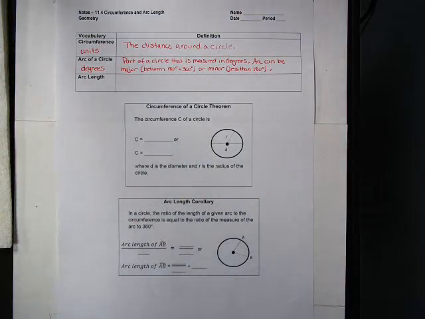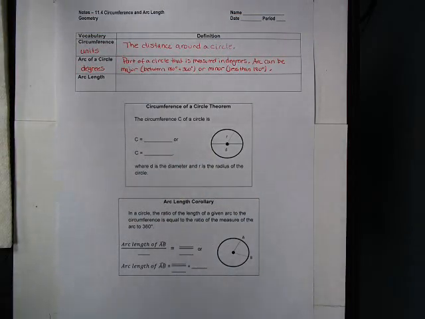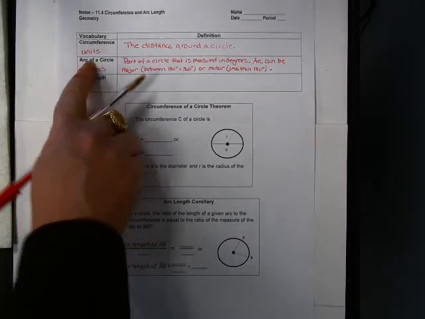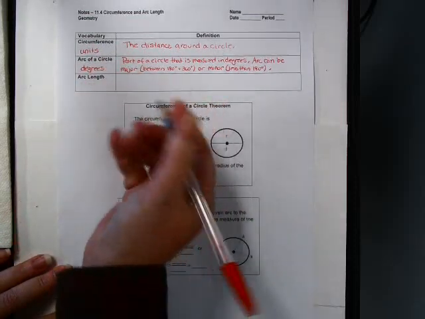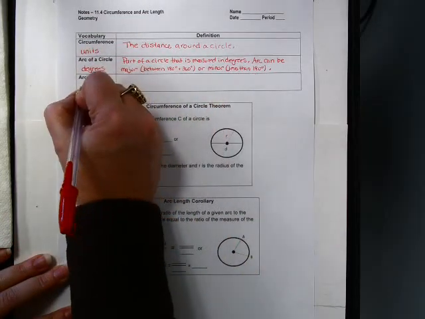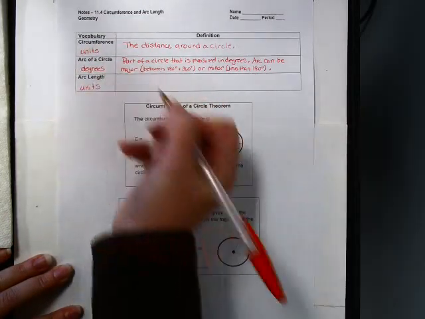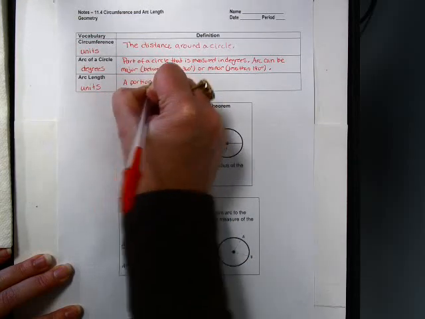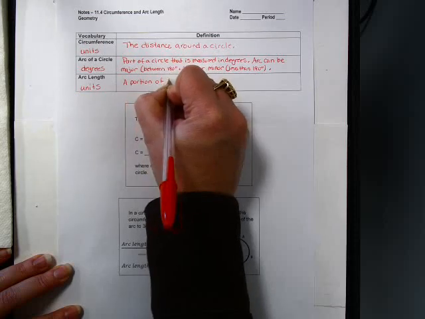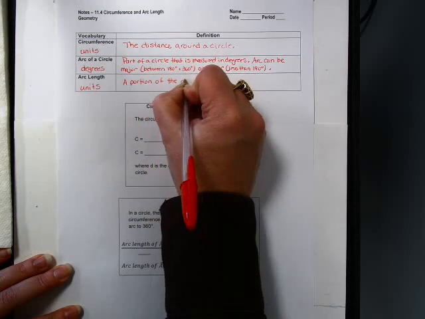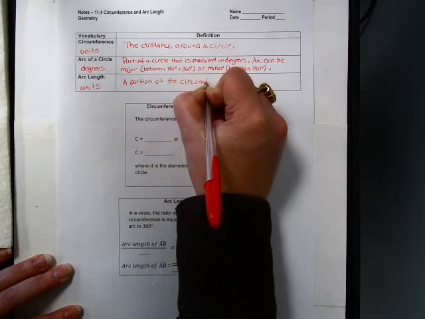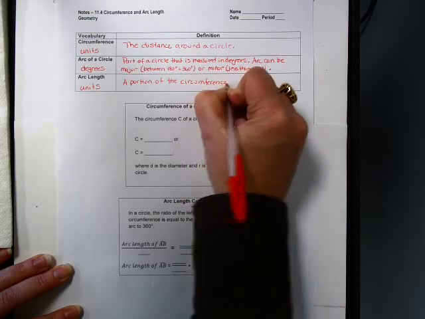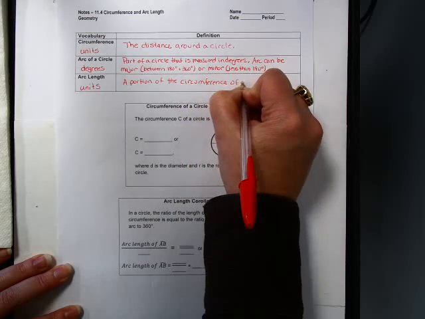Okay. Our new vocab word for today is arc length. And arc length is different from arc of a circle, because arc of a circle is measured in degrees, but arc length is measured in units. It is a portion of the circumference of a circle.